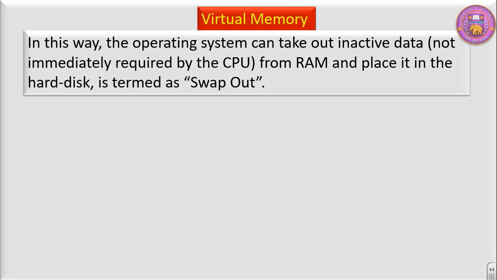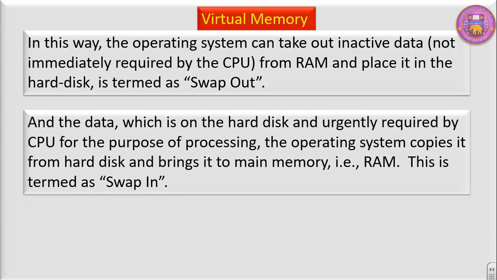In this way, the operating system can take out inactive data not immediately required by the CPU from RAM and place it in the hard disk. It is termed as swap out. And the data which is on the hard disk and urgently required by the CPU for the purpose of processing, the operating system copies from the hard disk and brings to the main memory, that is RAM. This is termed as swap in.